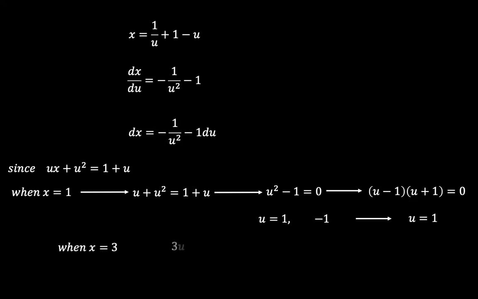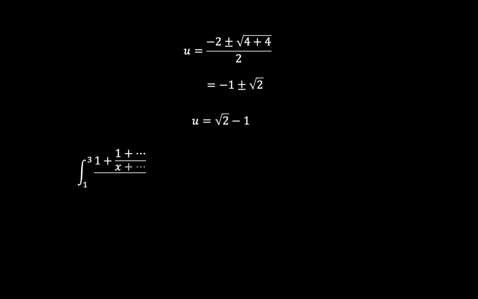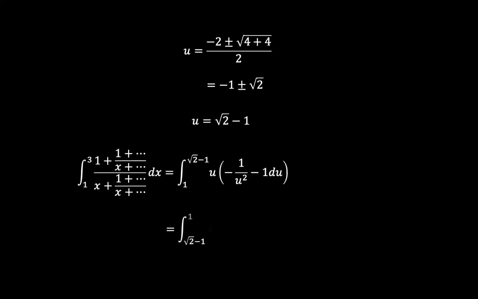When x equals 3, that means 3u plus u squared equals 1 plus u, and therefore u squared plus 2u minus 1 equals 0. Using the quadratic formula, u equals negative 2 plus or minus the square root of 4 plus 4, over 2, and therefore u equals negative 1 plus or minus square root of 2. And again, we know that within the interval of integration, u must be positive, so u equals square root of 2 minus 1.